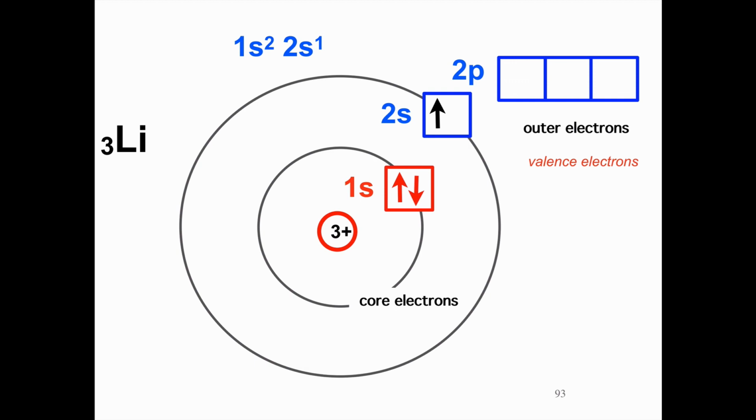So a way of writing electron configuration using what's called the core notation. Whatever electrons are in the core, you write the noble gas configuration, right? If we go across, the 1s2 is a helium configuration. So brackets around helium, 2s1 is another way of expressing electron configuration for lithium.